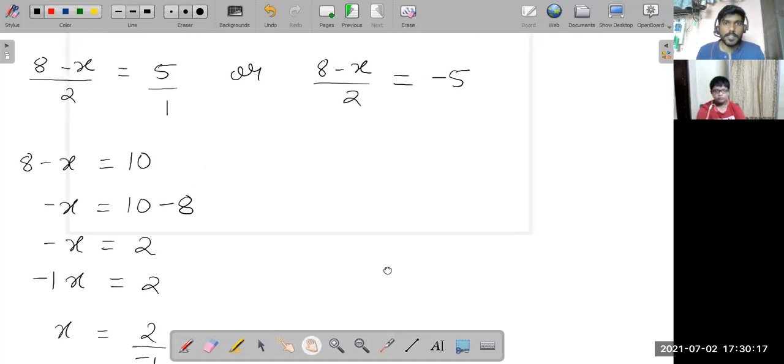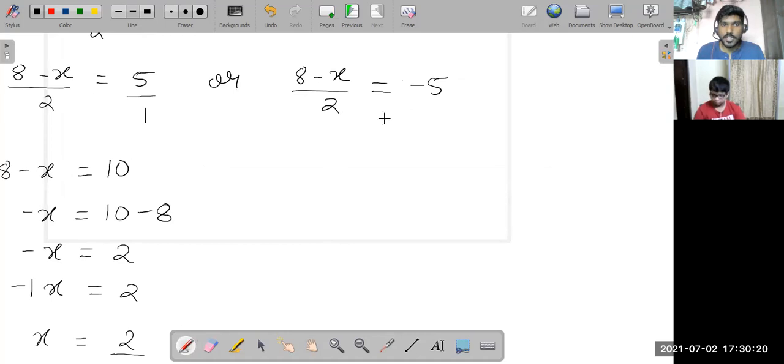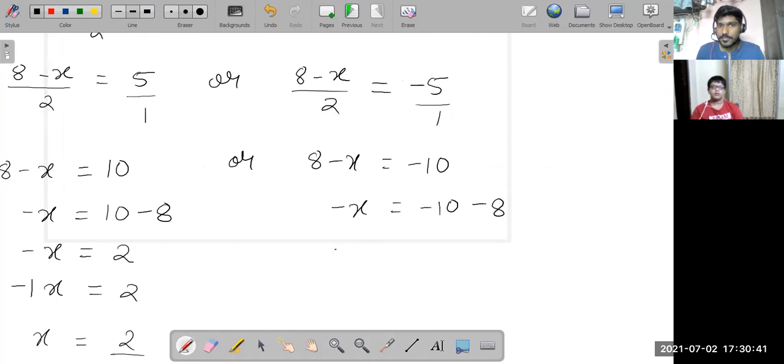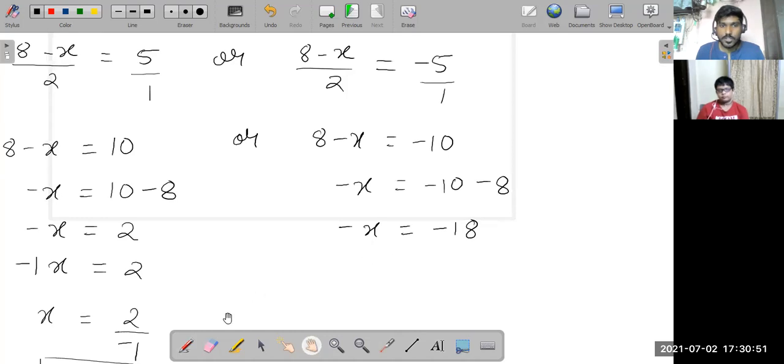Okay. Now similarly, we'll solve this equation. Again, you do cross multiplication. So 8 minus x into 1 will be 8 minus x is equal to minus 5 into 2, which will give you minus 10. Now same thing, take plus 8 to the other side. You will have minus 10 minus 8. So minus x is equal to, how much is minus 10 minus 8? Minus 18.